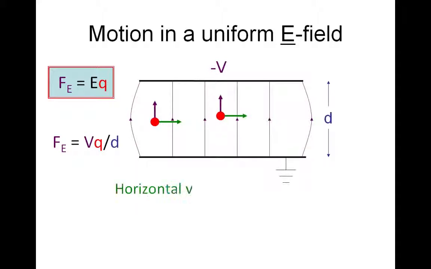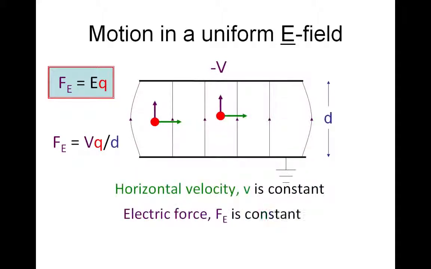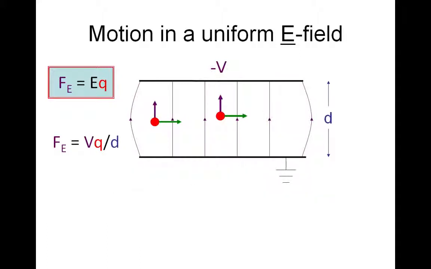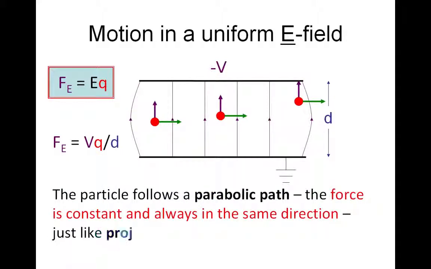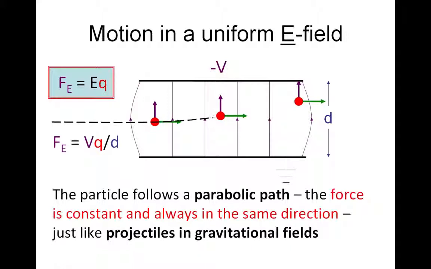We have the horizontal velocity staying constant, but also the electric force stays constant. So our particle moves upwards as it moves to the right, and it follows a parabolic path. This is because the force is constant and is always in the same direction, and it's exactly the same as projectiles in gravitational fields.